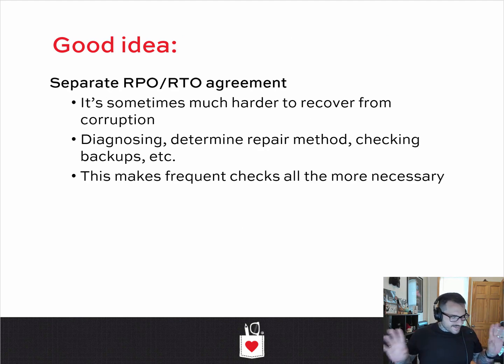With very large databases, it is definitely a good idea to have a separate RPO and RTO agreement for corruption, because it's often much harder to recover from. Even just restoring a very large database can take much, much longer than restoring some middle-of-the-road 50, 25 gig databases. If you have to restore a terabyte of data, that can be time-consuming.